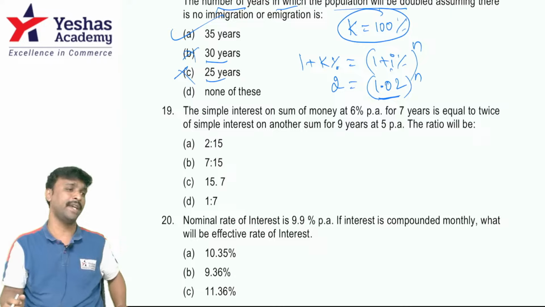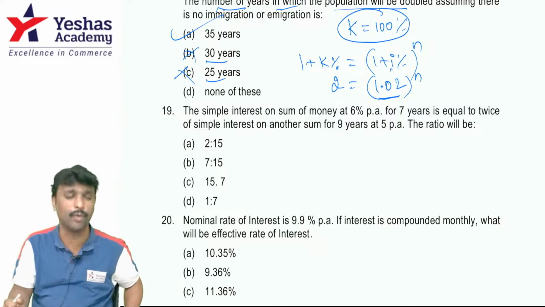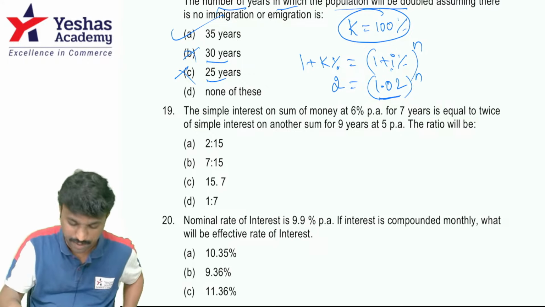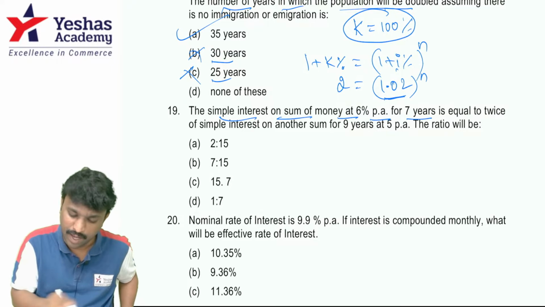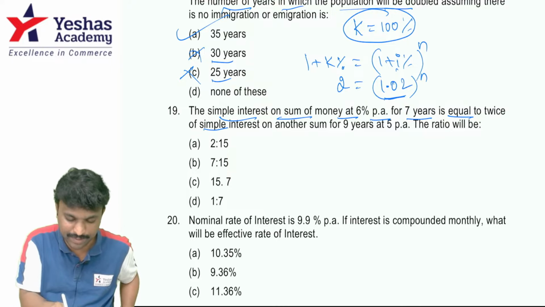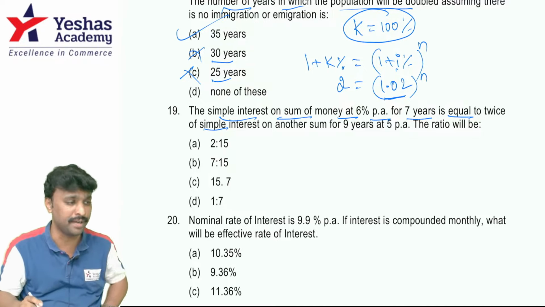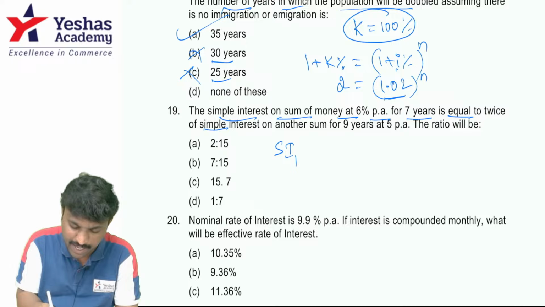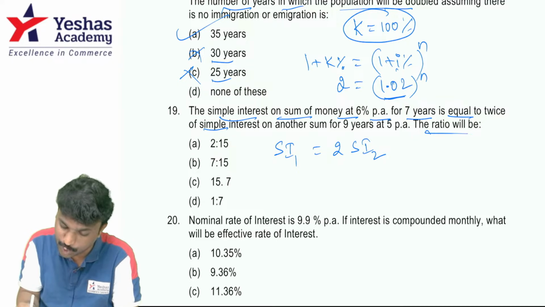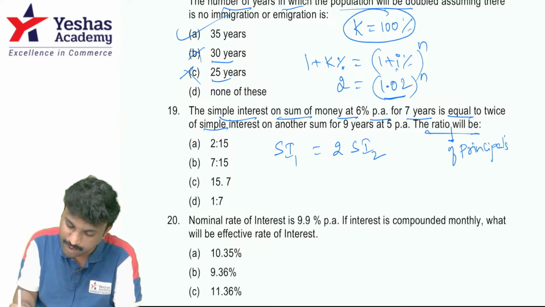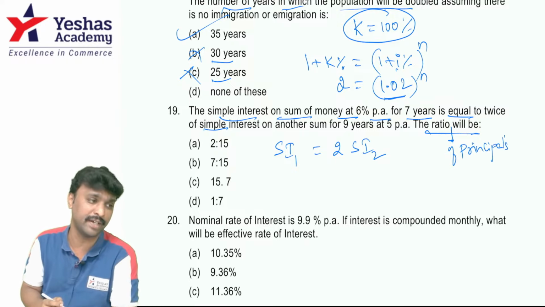It's one of the ICA exercise questions, and also one of the solved questions in the class, right? The simple interest on the sum of money at 6% per annum for 7 years is equal to twice the simple interest. Guys, there are two simple interests over here. The first SI is 2 times the SI in the second case. So what is the first SI? They are asking the ratio of principals. Guys, we need to find P1 is to P2.